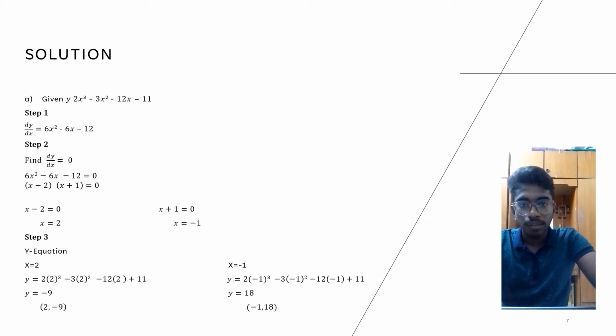When x equals negative 1, y equals 2 times negative 1 cubed minus 3 times negative 1 squared minus 12 times negative 1 plus 11. Y equals 18. The second coordinate is (negative 1, 18).